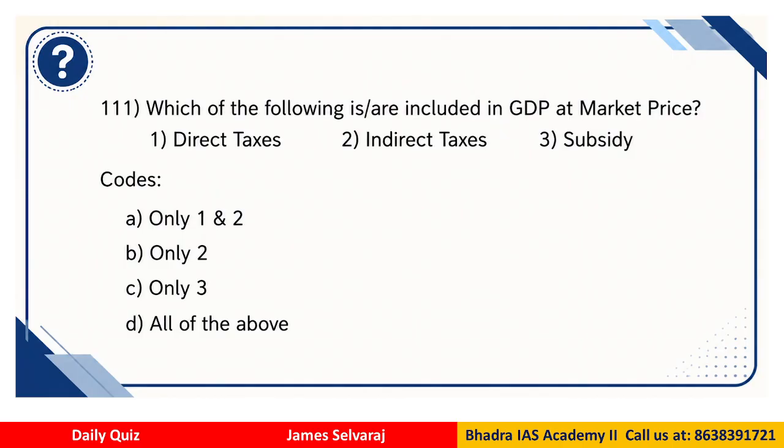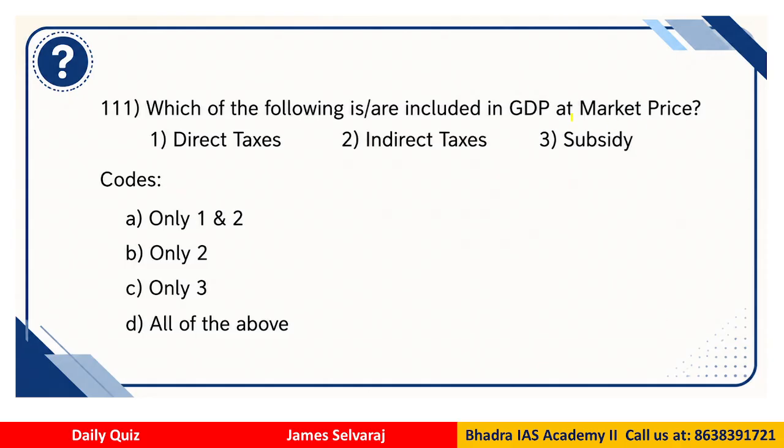So question number 111. Which of the following is included when you calculate the GDP at a market price? Generally we have a GDP at factor cost and GDP at market price. Currently in India, we calculate GDP at market price. So when you calculate GDP at market price, which of the taxes or subsidy is included? So we have options 1 and 2, only 2, only 3, all of the above. So what will be the correct answer?